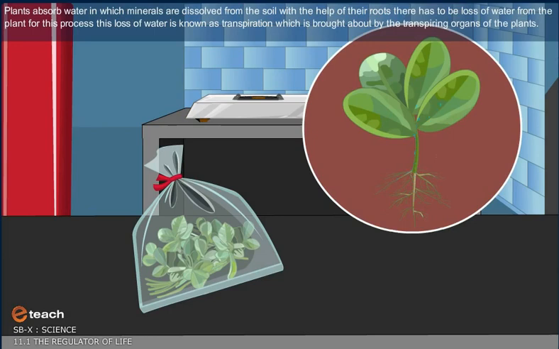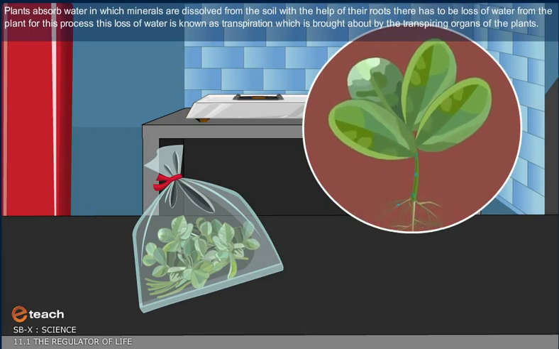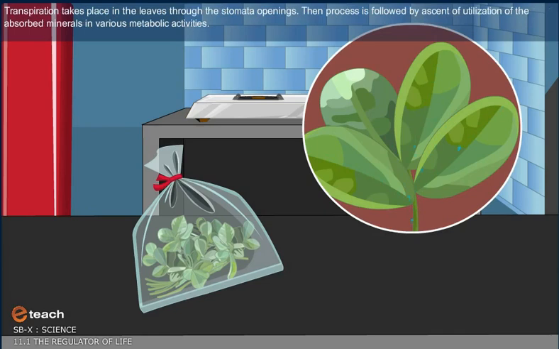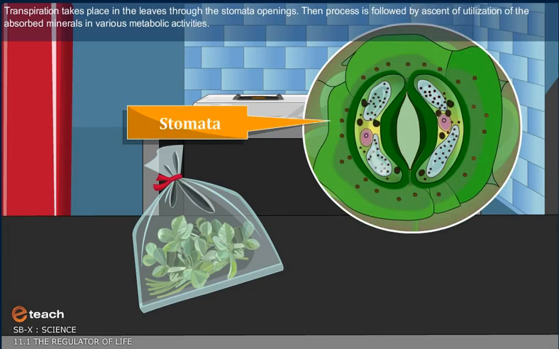Plants absorb water in which minerals are dissolved from the soil with the help of their roots. There has to be loss of water from the plant. This loss of water is known as transpiration, which is brought about by the transpiring organs of the plants. Transpiration takes place in the leaves through the stomata openings. This process is followed by the ascent and utilization of the absorbed minerals in various metabolic activities.